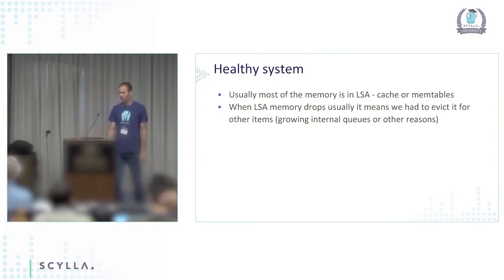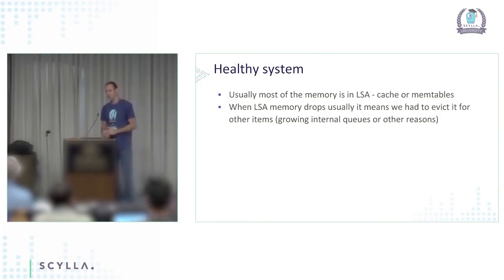So usually most of the memory is in LSA, cache or memtables. Again, with 8 gigabytes of memory, it's usual to see 7 gigabytes allocated to memtables and cache, and 1 gigabyte or even less for other things. When LSA memory drops, it means that we had to evict an item, which translates to higher latencies. We need to read more from the disk to answer your queries. We don't have the cache anymore.